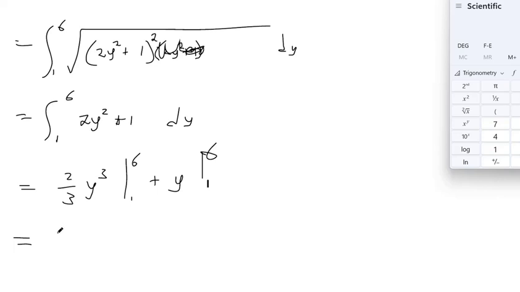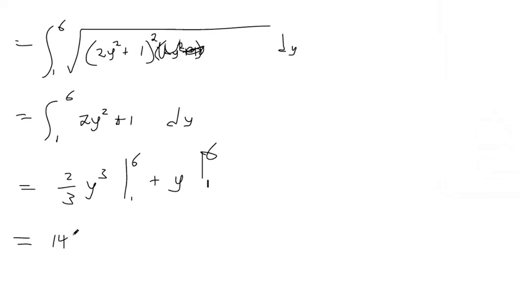Wait, that's divisible by 3 though. So that's 144 when I plug in 6. And then subtracted by 2/3 when I plug in 1. And then this is 6 minus 1. So that's 150. So it's 149 minus 2/3.